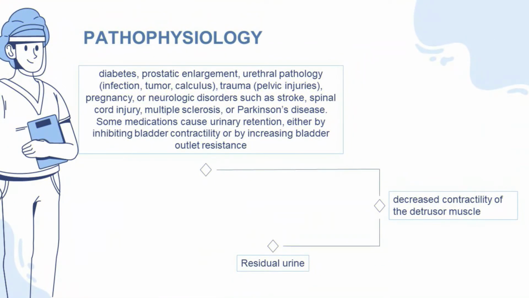The causes of urinary retention are the following: diabetes, prostatic enlargement, urethral pathology by infection, tumor or calculus, trauma or pelvic injuries, pregnancy, or neurologic disorders such as stroke, spinal cord injury, multiple sclerosis, or Parkinson's disease. Some medications may also cause urinary retention, either by inhibiting bladder contractility or by increasing bladder outlet resistance. All of these can cause decreased contractility of the detrusor muscle, which leads to residual urine.